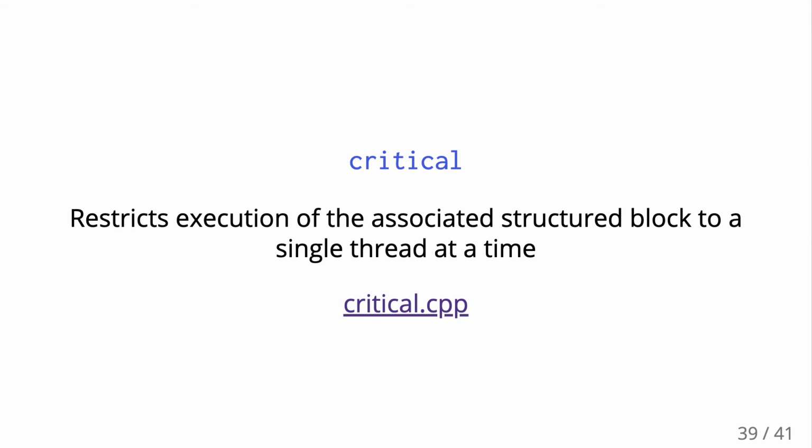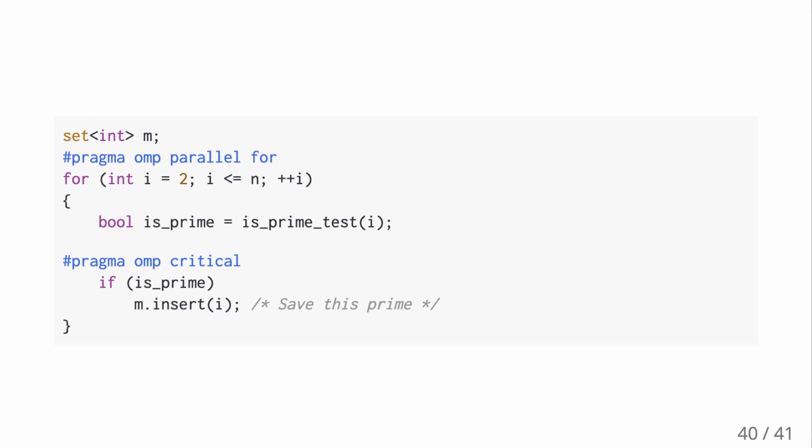Okay, so just to wrap it up, the last final choice is critical. So critical means that essentially this is equivalent of a mutex. So it means that the line of code can be executed in any order, but two threads cannot execute that line at the same time.